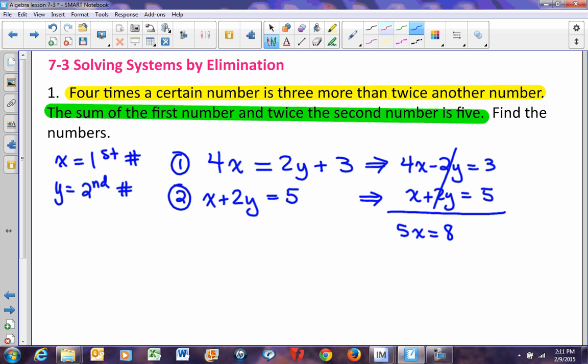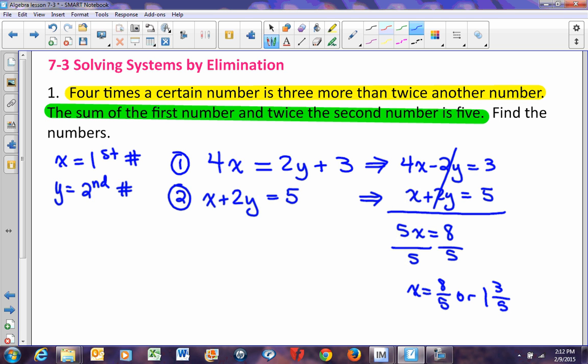You might go, ew, ick, we're going to get a fraction. Yes, you are. That's okay. You can get a fraction. If I divide by 5 here, x equals 8/5, or if you're so inclined, 1 3/5.